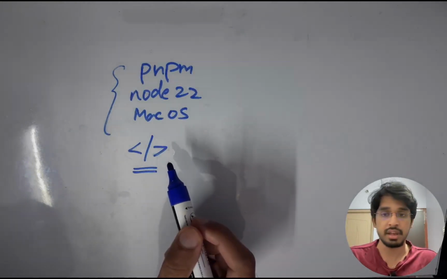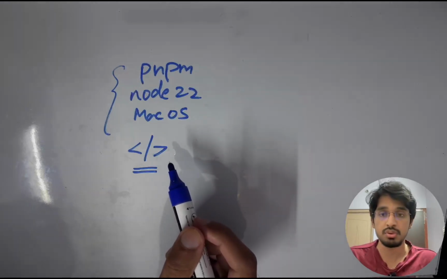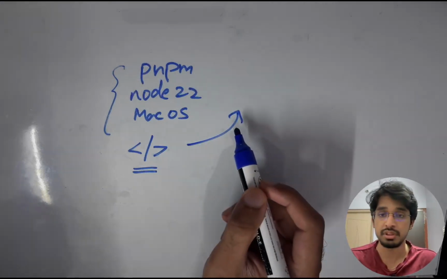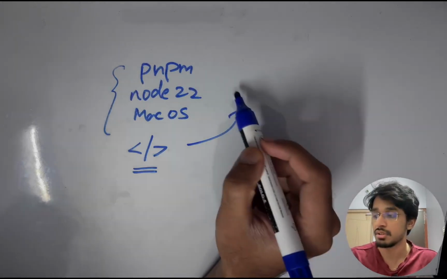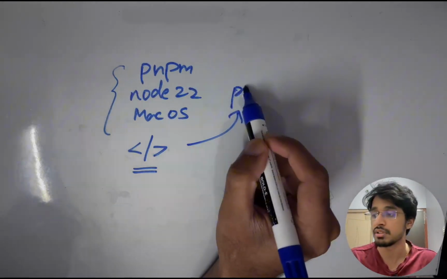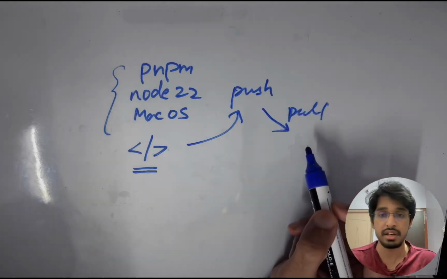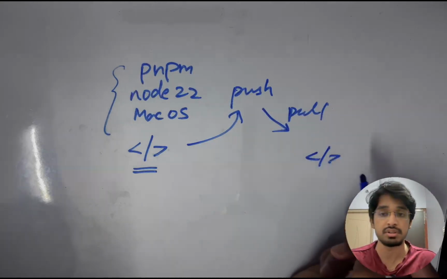Now let's say I want my fellow developer to also contribute to my code. So what I do is I push it to a repository on GitHub or Bitbucket. I just push my code, and then my fellow developer will do the pull, and then he or she will try to run it on his or her system.